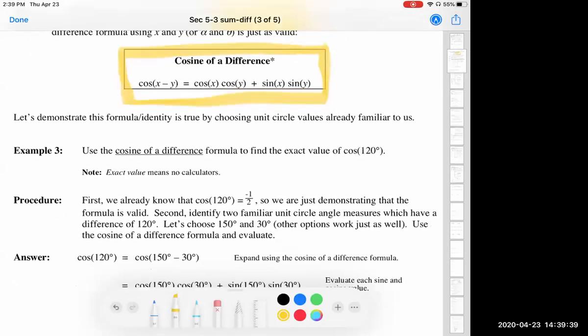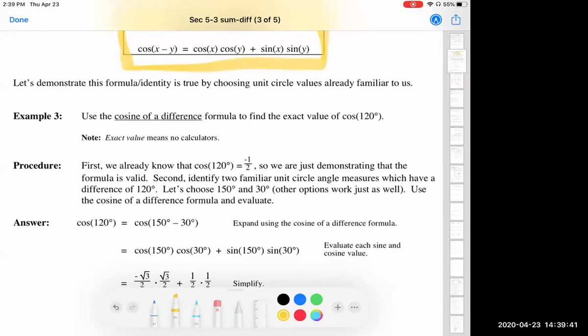Let's demonstrate this formula identity. It's true by choosing unit circle values already familiar to us. So use the cosine of a difference formula to find the exact value of cosine of 120. So if you look in your unit circle, you know what this is. It's a value in your unit circle. So we're going to use these to evaluate or work with numbers that are not in our unit circle without having to use a calculator, so we can give an exact solution.